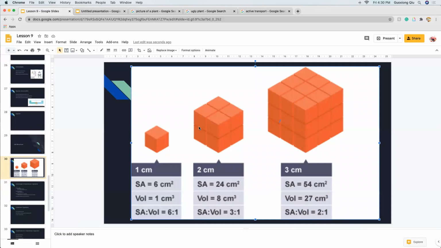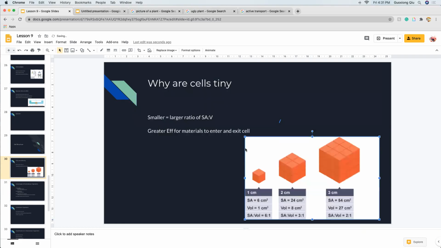Now, looking at this diagram, we can see that when objects are smaller, their surface area to volume ratio is larger. Here, the surface area to volume ratio is 6:1 in a 1 centimeter cube. But in a 3 centimeter cube, the ratio is only 2:1, where the surface area is only 2 times the volume. But in a 1 centimeter cube, the surface area is 6 times the volume.